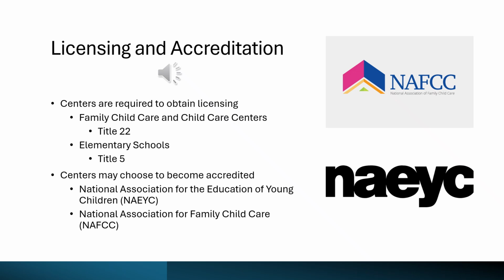So the state of California has something called Title 22 regulations. And if you want to open a facility, either a family child care home or a child care center, you must work with California Community Care Licensing and follow all the Title 22 regulations and get licensed. And then also be visited occasionally to make sure that you're upholding the regulations that allowed you to get that license in the first place.